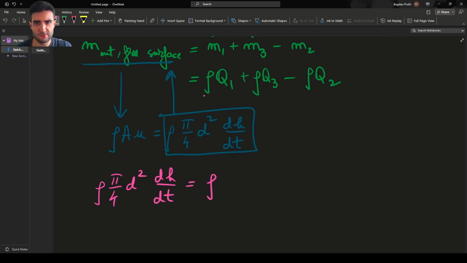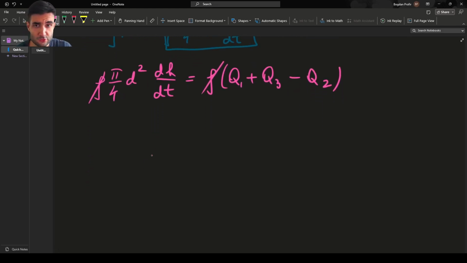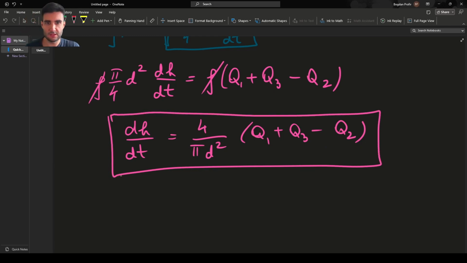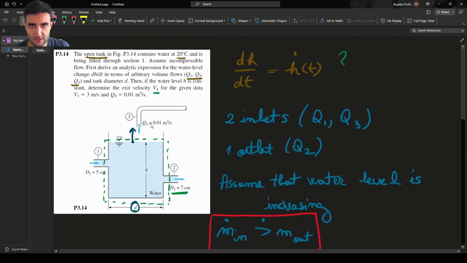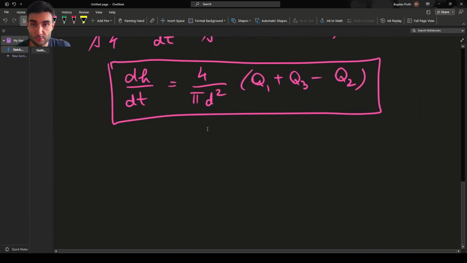equals, and then we can factorize a rho on the right hand side. So we have q1 plus q3 minus q2, and then we cancel out the rhos. That should give us dh over dt. So dh over dt is 4 over pi d squared times (q1 plus q3 minus q2). And that's the first part of the question done. So we got an expression for the rate of change of height, or for the speed of the free surface, in terms of the other volumetric flow rates.